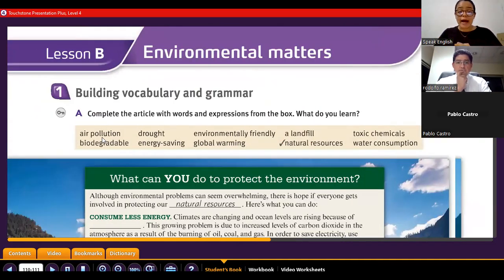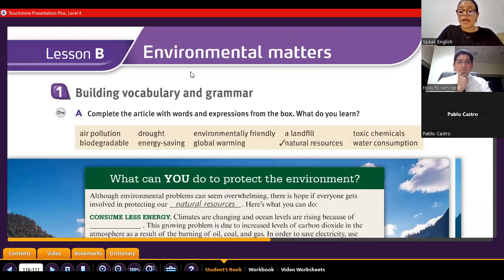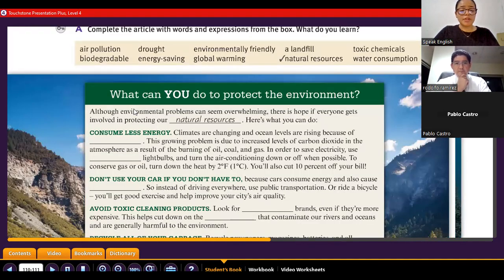So now that we have the meaning of all these words pretty clear, we are going to do this exercise. Okay, Pablo, can you please read the instructions for this exercise? The letter A? Yes, letter A. Complete the article with words and expressions from the box. Very good. Okay, let's start. We are going to make a reading over here. Okay. Rodolfo, please start the reading.